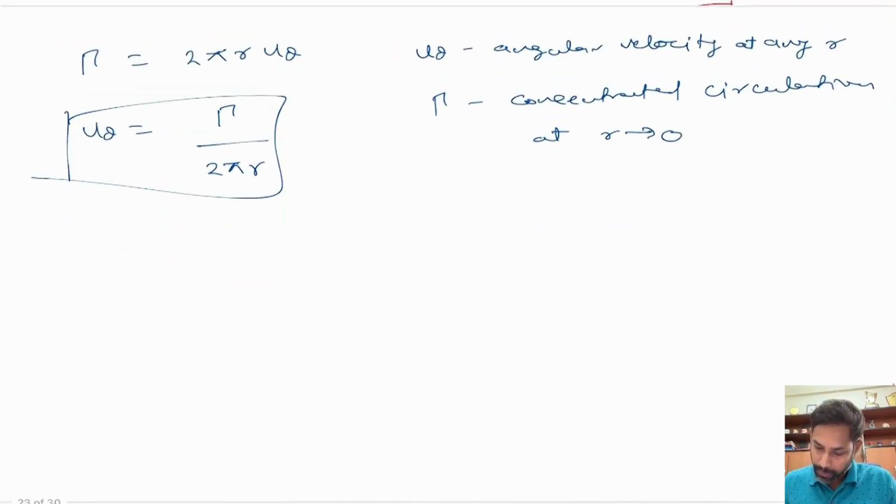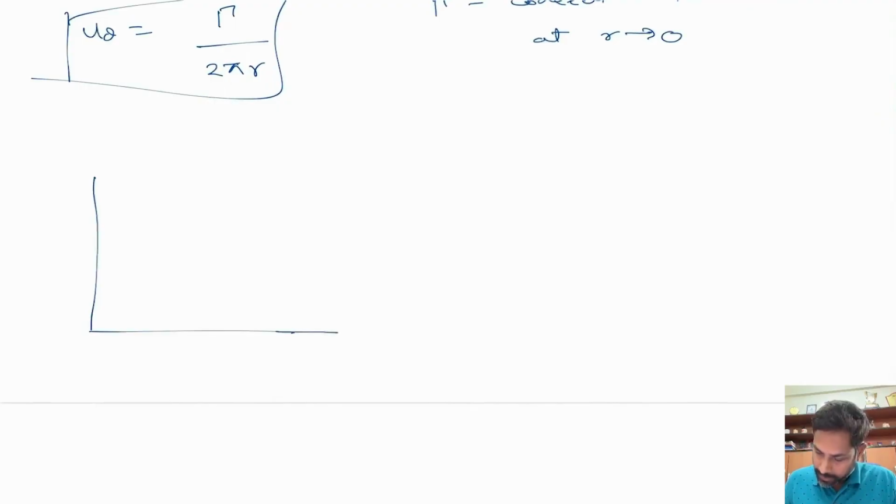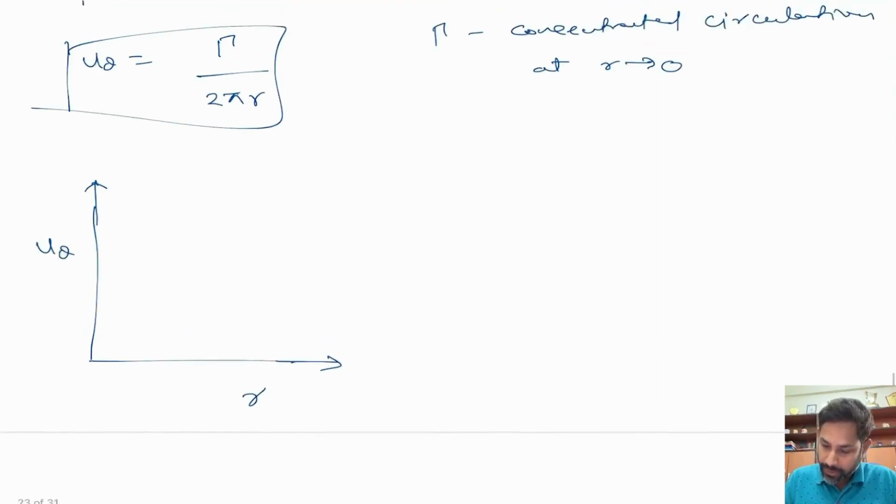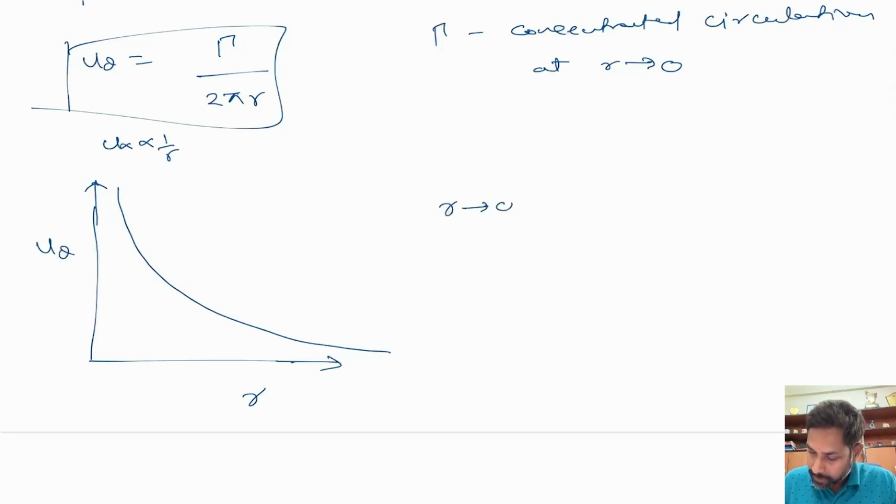Now if you want to plot u theta against r, it will look something like this. If this is your u theta and this is r, you can see u theta is proportional to 1 over r, so it will look something like this. When r tends to 0, u theta tends to infinity. When r tends to infinity, u theta tends to 0.